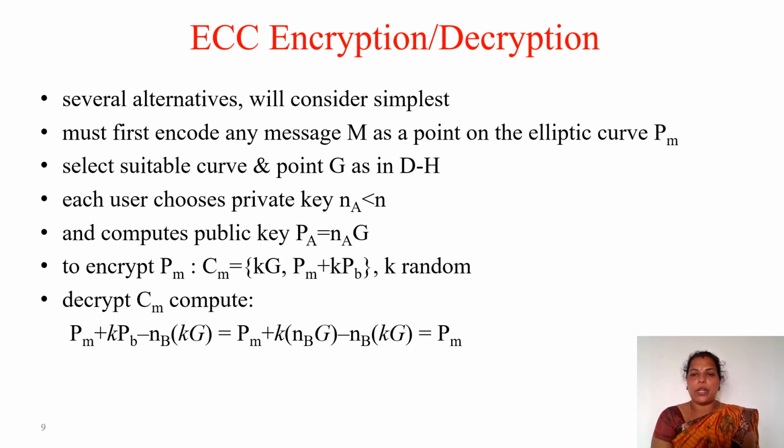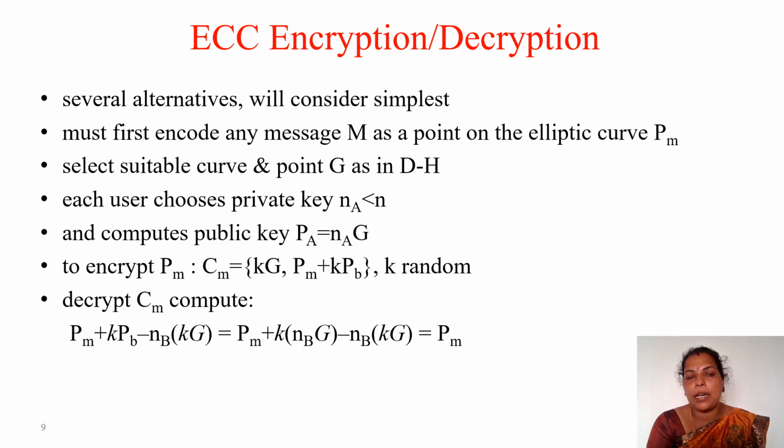This is similar to selecting a suitable curve over Q, and a point G that is suitable to alpha, which is the primitive root of Q. Here each user chooses a private key, NA, that must be less than N, and computes the public key PA equal to NA times G.